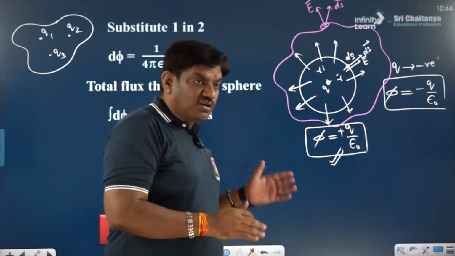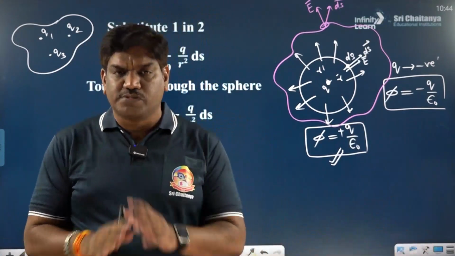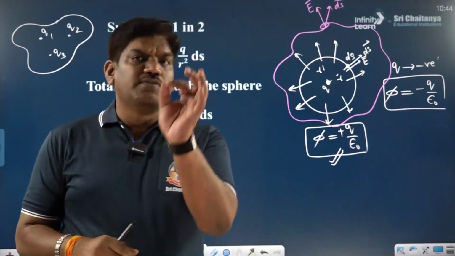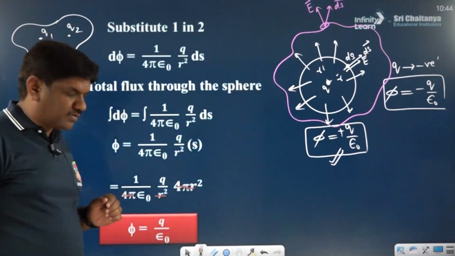That's why Gauss law is not only valid for a spherical surface, it is valid for any random surface. Any arbitrary surface you choose will give you the same flux, q by epsilon naught. So this is the proof of Gauss law.